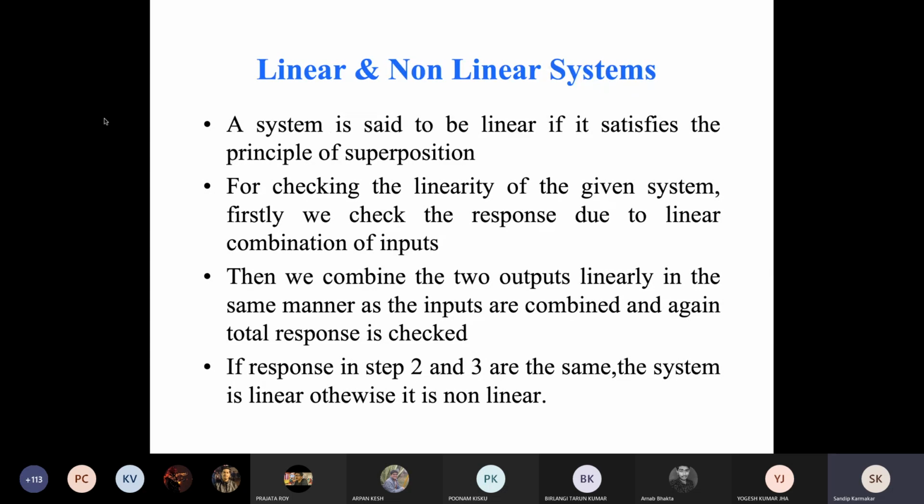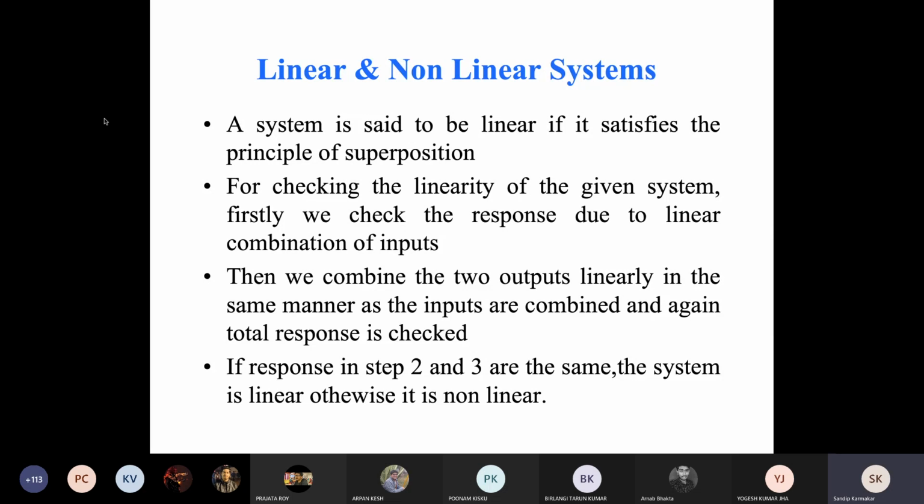For checking the linearity of the given system, firstly we check the response due to linear combination of inputs. Then we combine the two outputs linearly in the same manner as the inputs are combined, and again the total response is checked. If the responses in steps 2 and 3 are the same, the system is linear, otherwise it is non-linear.